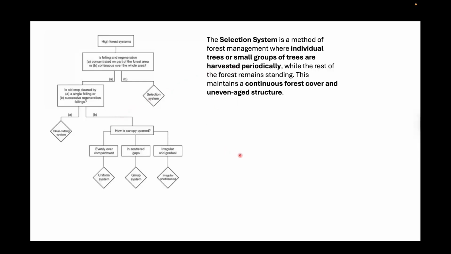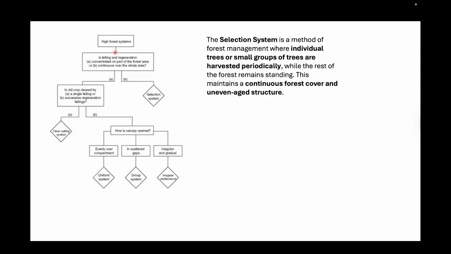Now let us understand what the selection system is. The selection system is a method of forest management where individual trees or small groups of trees are harvested periodically while the rest of the forest remains standing. So this selection system of silviculture is done throughout the year, indefinitely, and small groups of trees are harvested periodically. This maintains a continuous forest cover and uneven-aged structure.